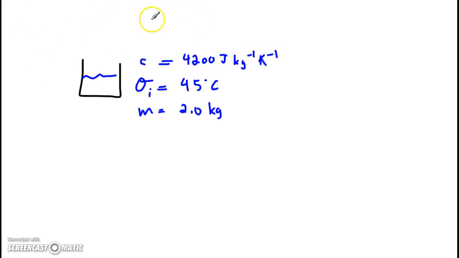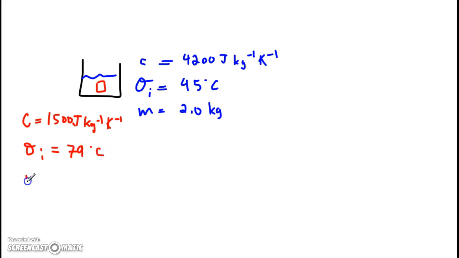And we take a block, which we've heated up, and we place the block into our water. The block has a specific heat of 1500 joules per kilogram per kelvin. The initial temperature of this hot block is, let's say, 79 degrees Celsius, and the mass of our block is 4.5 kilograms.